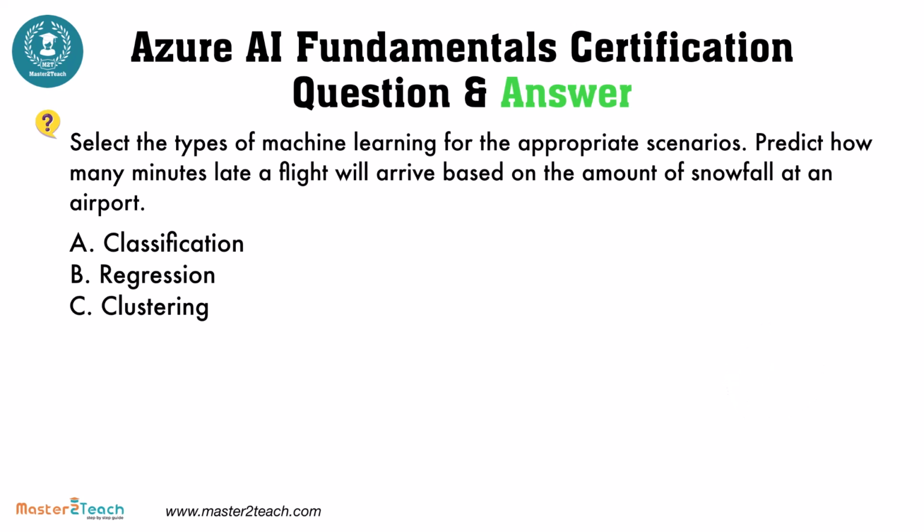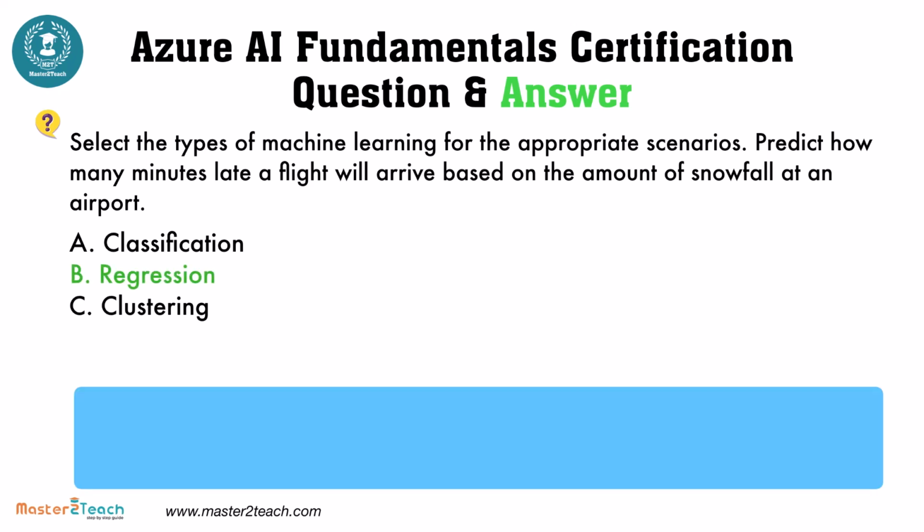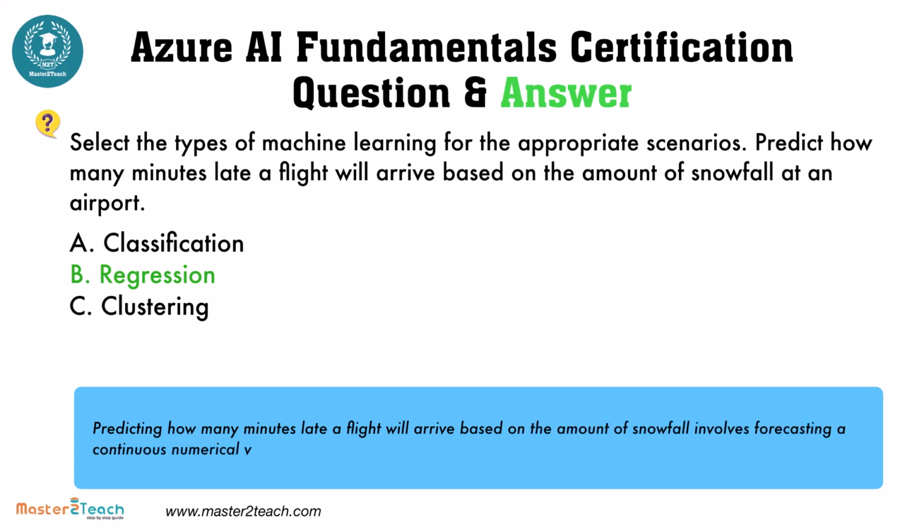The correct answer is regression. Predicting how many minutes late a flight will arrive based on the amount of snowfall involves forecasting a continuous numerical value, the number of minutes, which is a classic regression problem in machine learning.